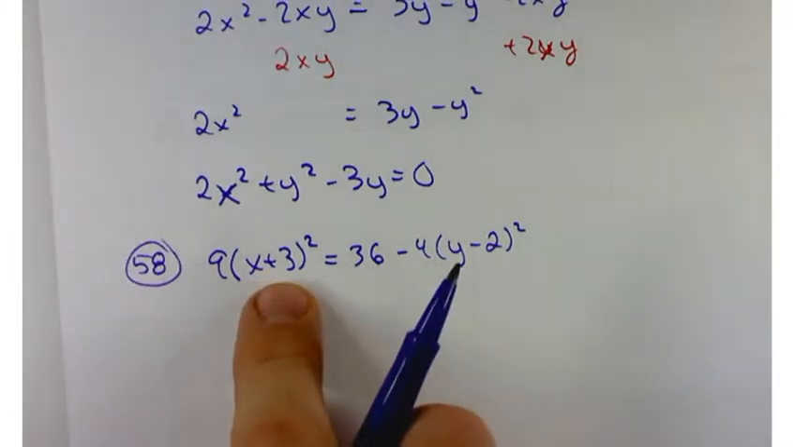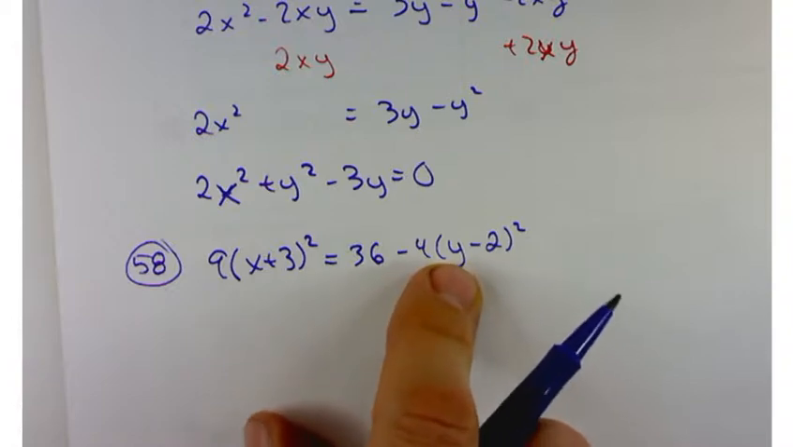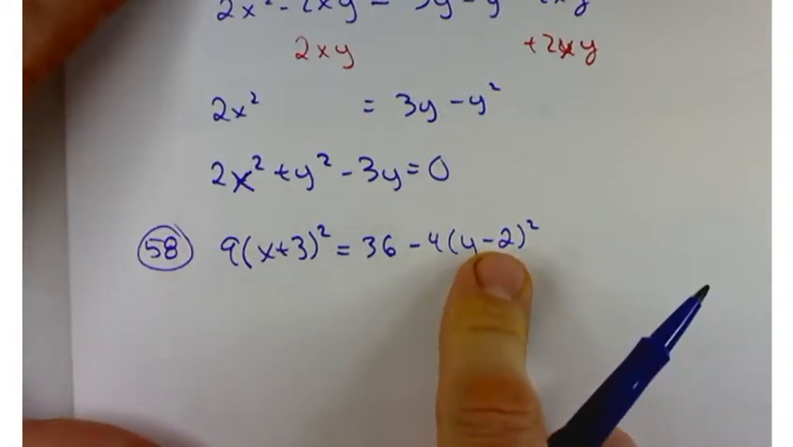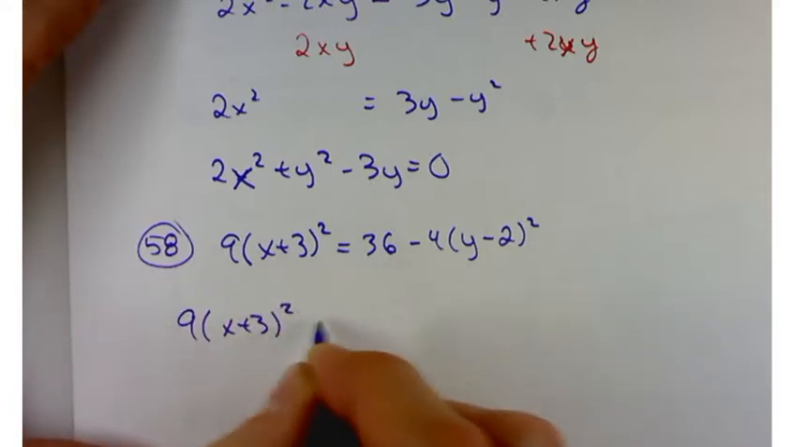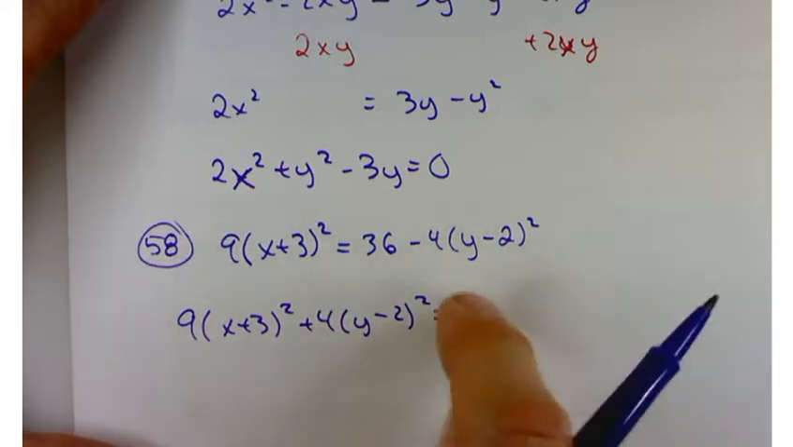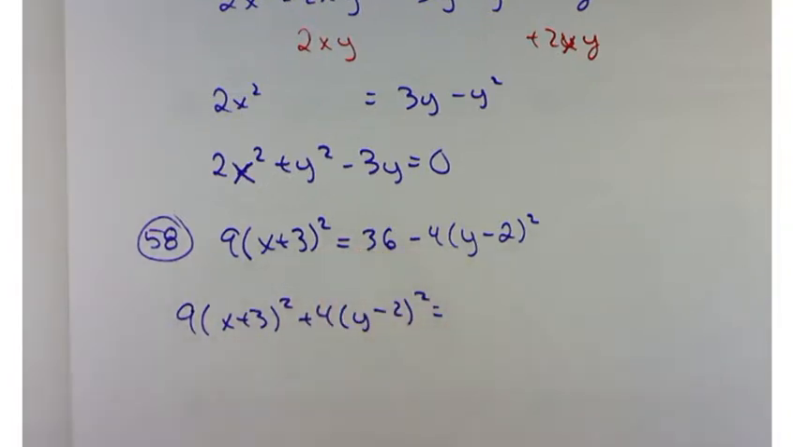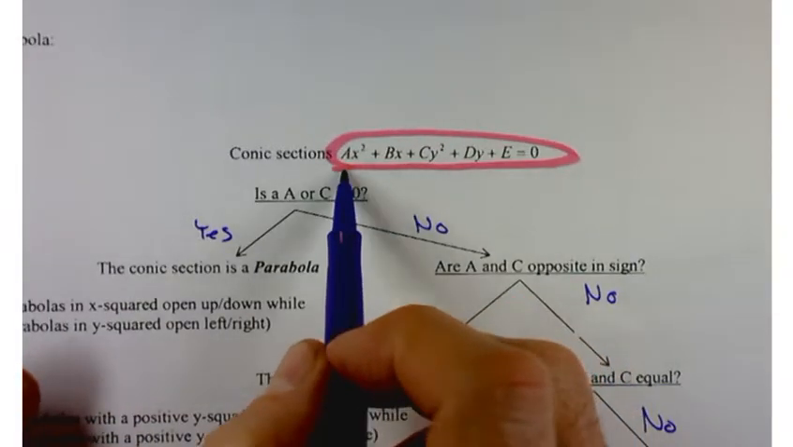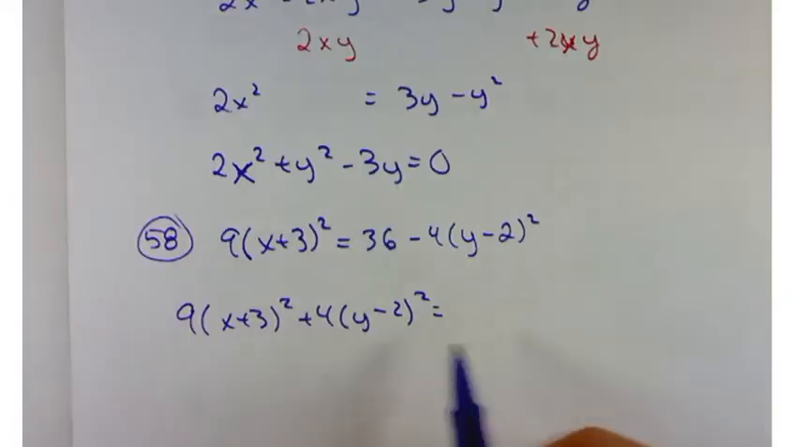So 9 times x plus 3 squared equals 36, minus 4 times y minus 2 squared. I'm going to start by moving a couple of these terms over to the left-hand side. 9 times x plus 3 squared plus 4 times y minus 2 squared. And what actually happens with the constant term, that 36, if I leave it on the right-hand side or not, doesn't really matter too much, because we're going to be basing our conclusions off of A and C. So whatever happens to E, if I bring the 36 over or not, really is not going to make a difference.